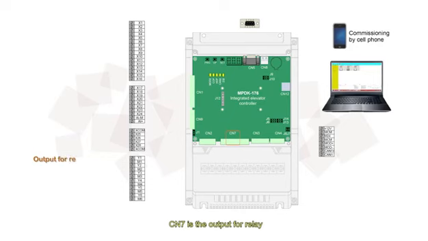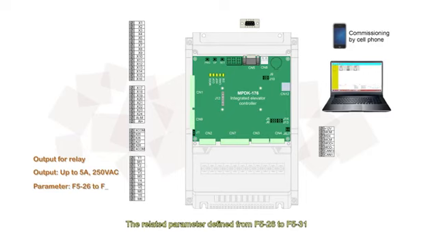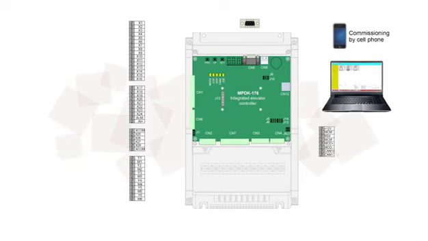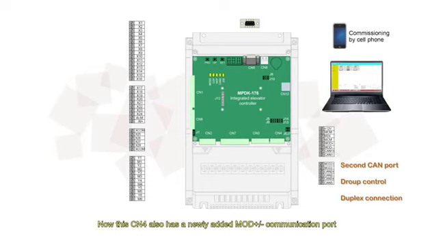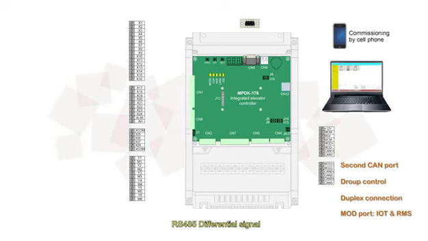CN7 is the output for relay. NO relay output is up to 5 amperes, AC 250 volts. The related parameters are defined from F5-26 to F5-31. CN4 is the second CAN communication port, mainly used for group control and duplex elevator. Now the CN4 also has a newly added MOD communication port, RS485 differential signal, which can be used for IoT and remote monitoring.